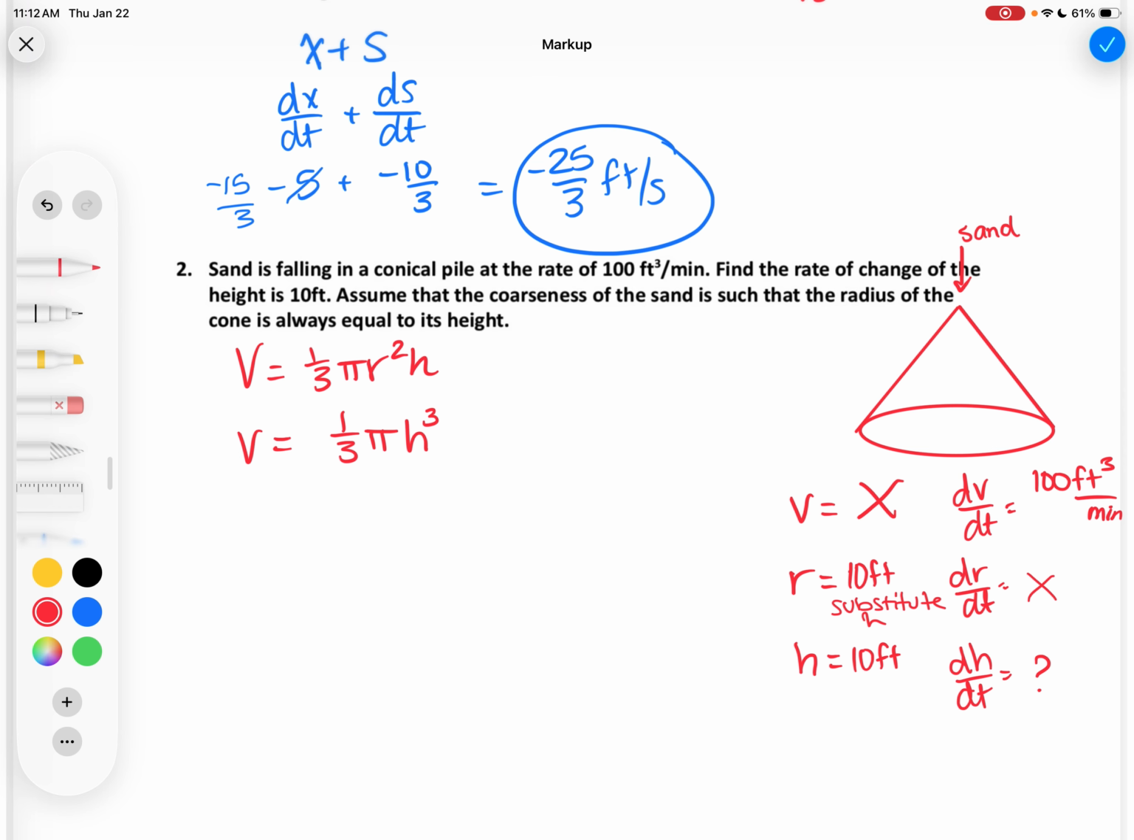And so then we would just take the derivative at this point, and so we would have dV/dt is, the 3 and the 1/3 are going to cancel, so pi h squared dh/dt.